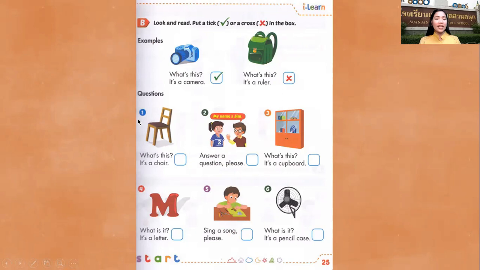Okay, number one to number six. I will help you to read so that you will understand clearly. Number one. What's this? It's a chair. Tick or cross? Number two, answer a question, please. Tick or cross? Number three, what's this? It's a cupboard. Tick or cross? Number four, what is it? It's a letter. Tick or cross? Number five, sing a song, please. Tick or cross? And lastly, number six, what is it? It's a pencil case. Tick or cross?